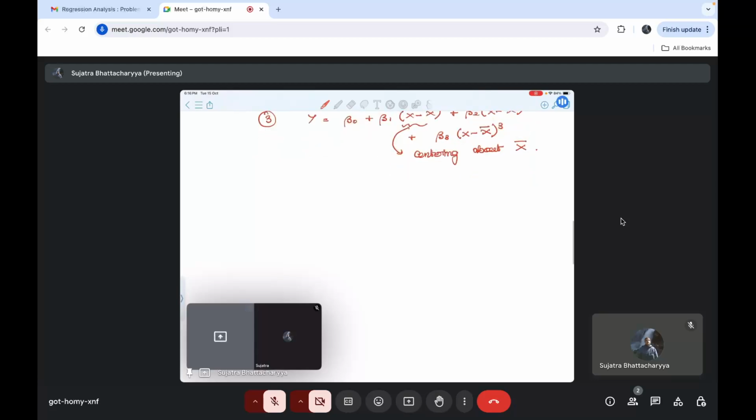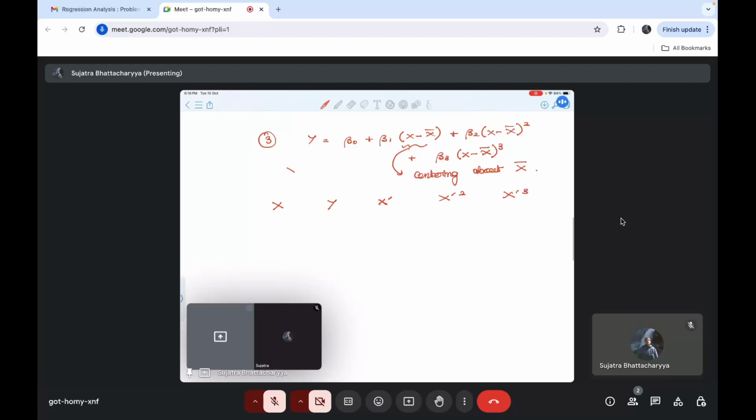So this is the model which we need to fit. But whatever is given in the data, x, y, we have to convert it into some x prime. I will define what x prime is. This is x prime square and x prime cube. So I'm writing x prime as x minus x bar, just subtracting the mean value of x from the actual value of x. That is what we are trying to do. Let me write down whatever calculations have to be done.